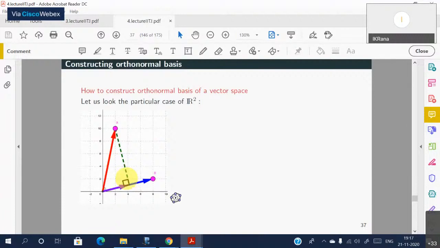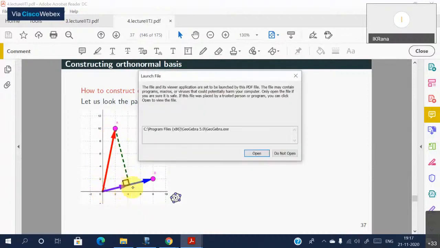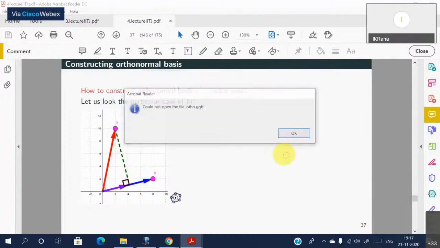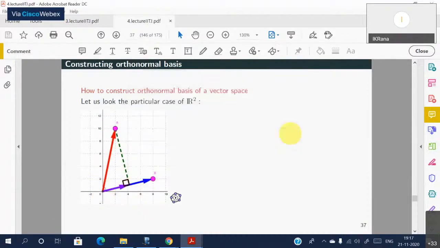what one does is this: if I drop a perpendicular, then this vector and this vector are perpendicular, right? And they will again generate the whole thing. And how do you get this vector? This is this vector minus this much length of that. So I can show a GeoGebra applet for this, but there is no time for that.